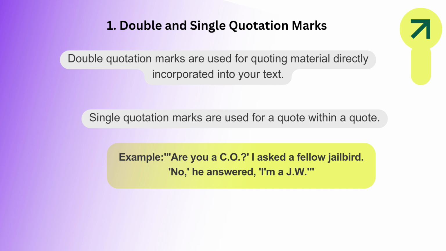So in this sentence, the double quotation marks show the main dialogue, while the single quotation marks inside show what the fellow jailbird has quoted as saying. So it's like layering quotes, okay? Double quotation marks are for the big picture, and the single marks for the details within it, right? So this is all about double and single quotation marks.